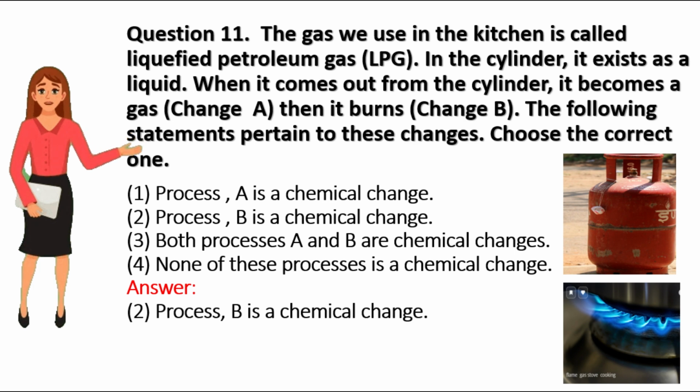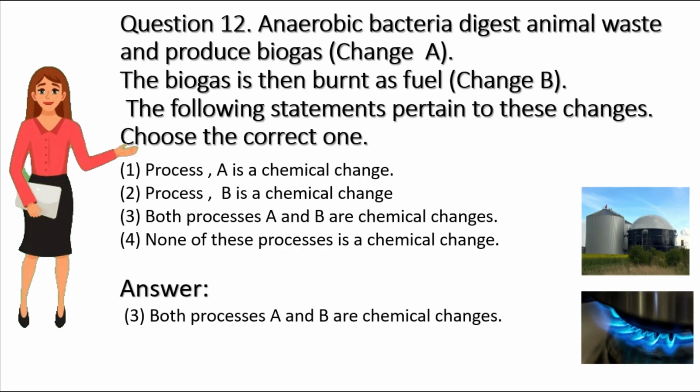Choose the correct one. 1. Process A is a chemical change. 2. Process B is a chemical change. 3. Both processes A and B are chemical changes. 4. None of these processes is a chemical change. Answer. 2. Process B is a chemical change.